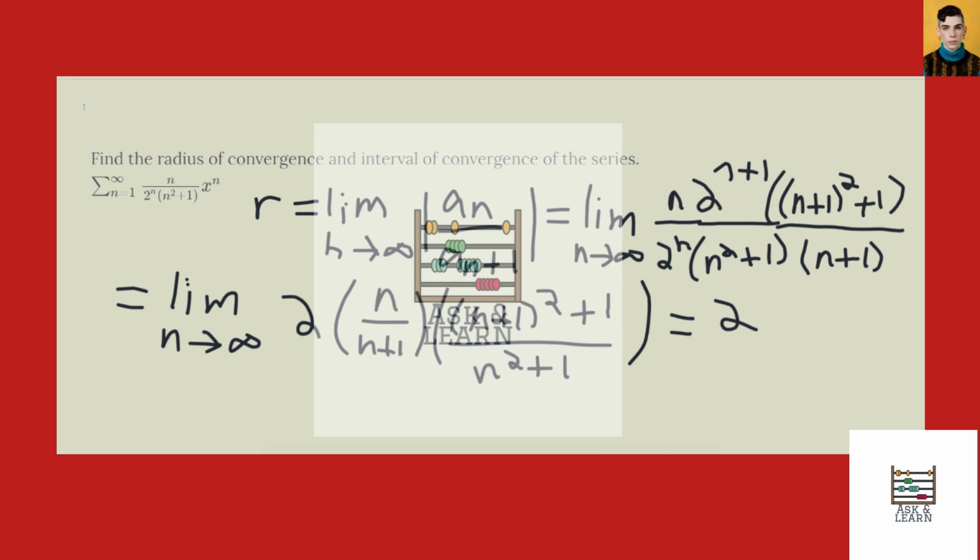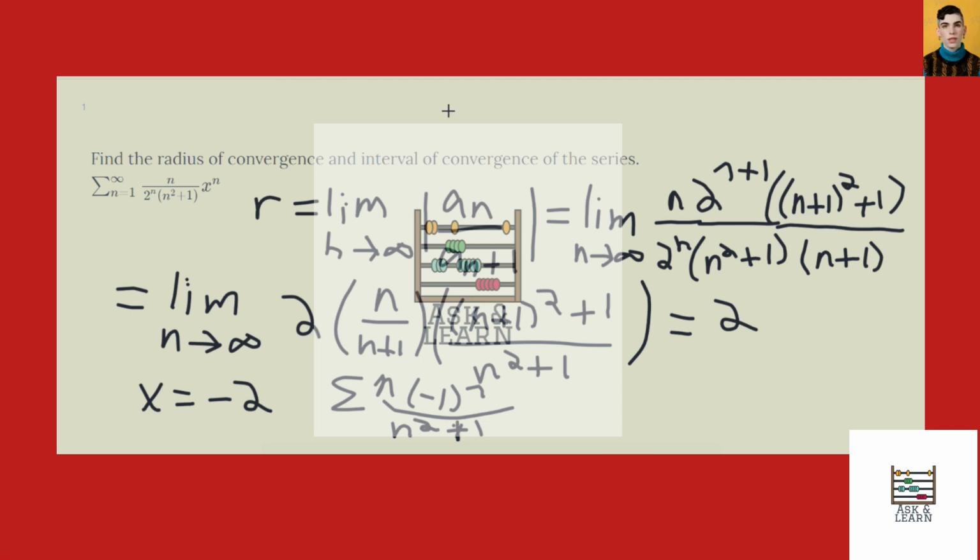For the interval of convergence, we need to figure out whether or not we include x equals minus 2 and whether or not we include x equals 2. So if x is equal to minus 2, then our sum turns into the sum from n equals 1 to infinity of n times (minus 2)^n divided by 2^n. The 2^n's will cancel. So then we'll just have this (minus 1)^n here, and this n squared plus 1 down here.